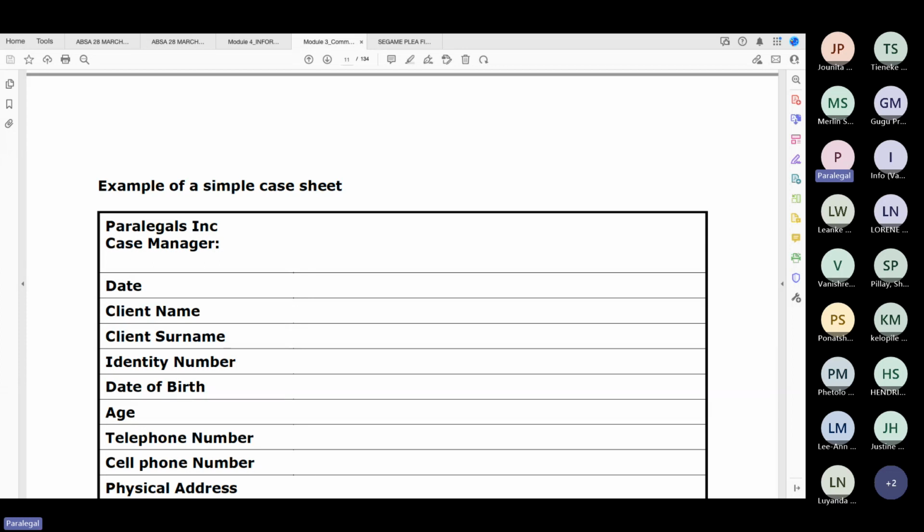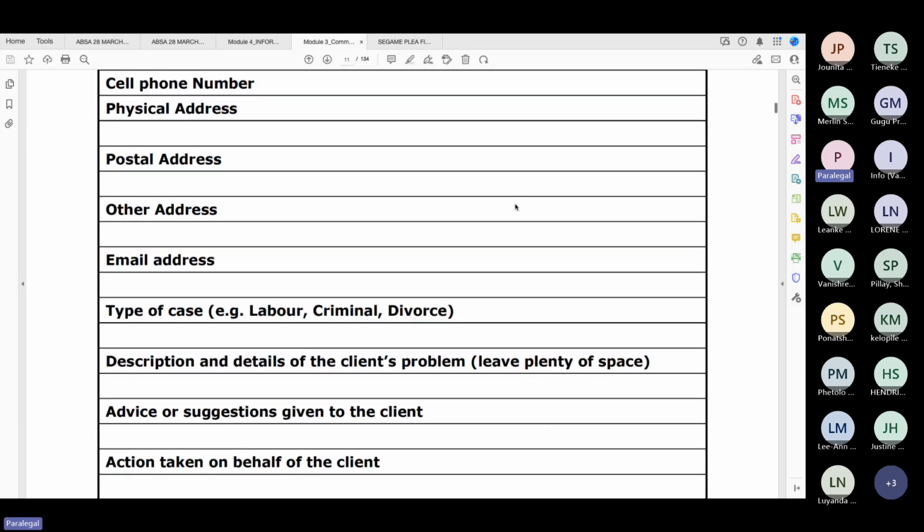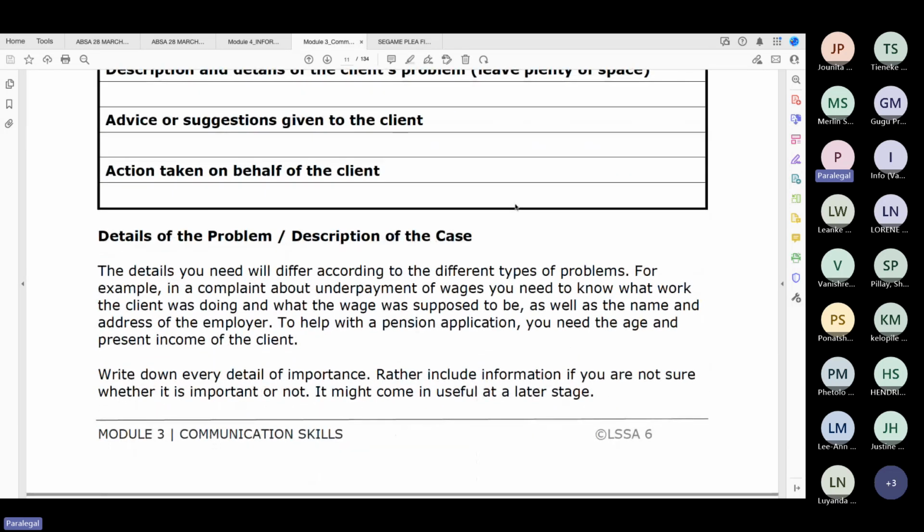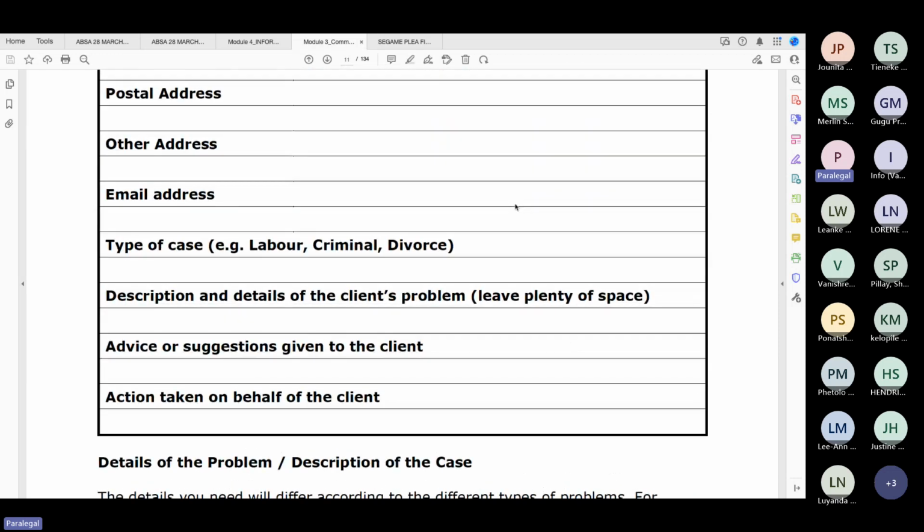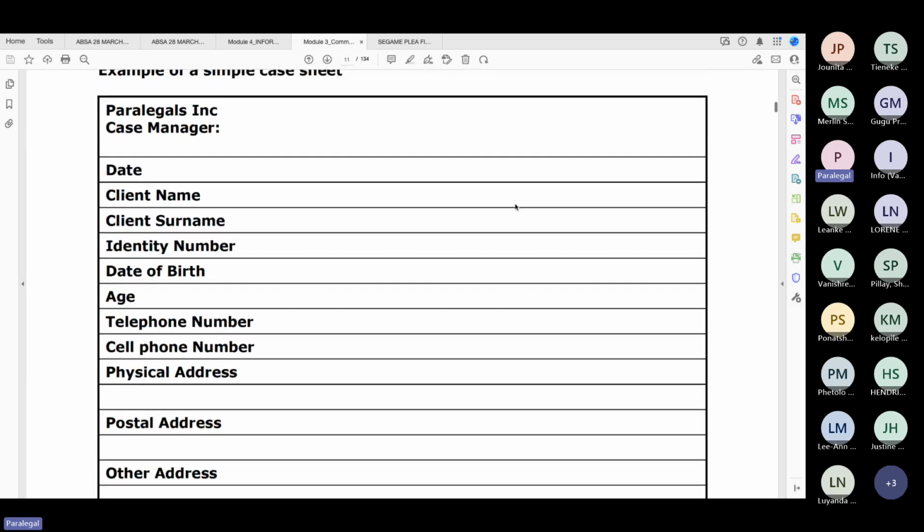Okay, so here we are. So we're looking at examples of a simple case sheet. Well, we can do this the boring way or we can do this the happy way. So the boring way is I'll take you through this and read it for you and say, hey, my friends, inside this case sheet there's this and this and this. I'm not interested. It's too late in the day for me to go the boring route. So we go the happy route.